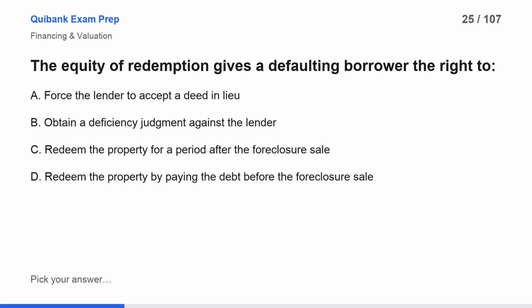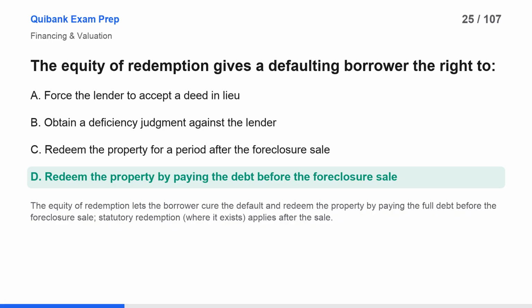Question 25. The equity of redemption gives a defaulting borrower the right to A. Force the lender to accept a deed in lieu. B. Obtain a deficiency judgment against the lender. C. Redeem the property for a period after the foreclosure sale. D. Redeem the property by paying the debt before the foreclosure sale.